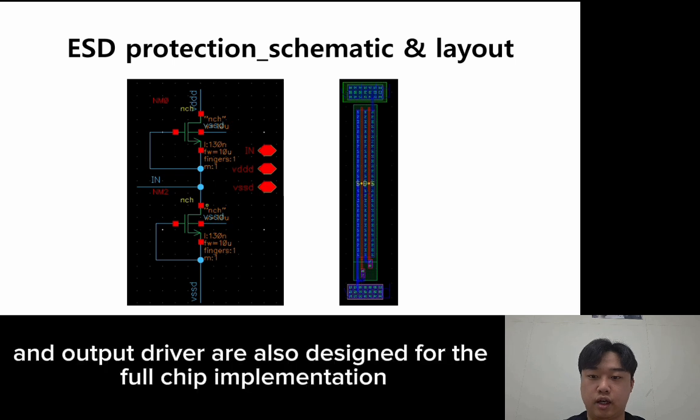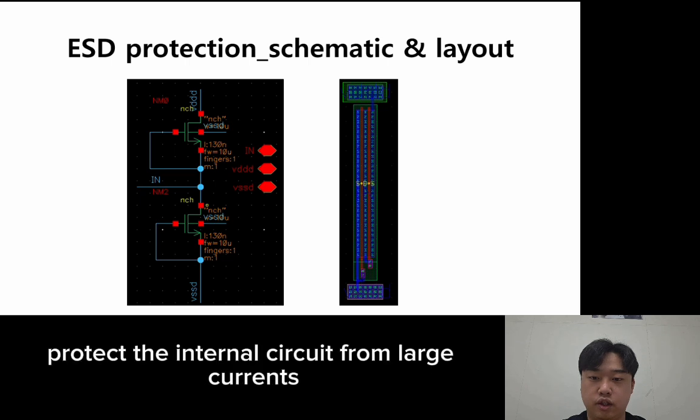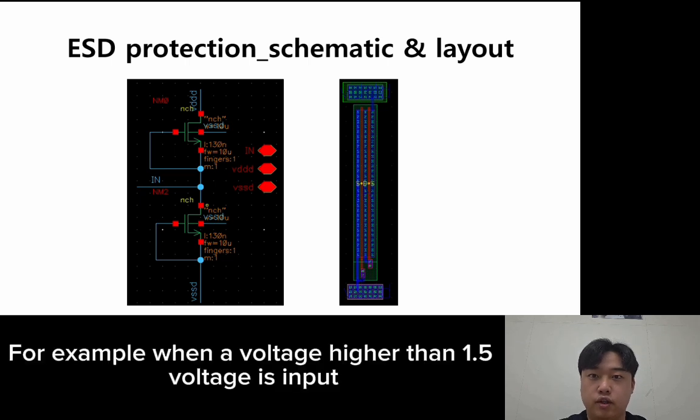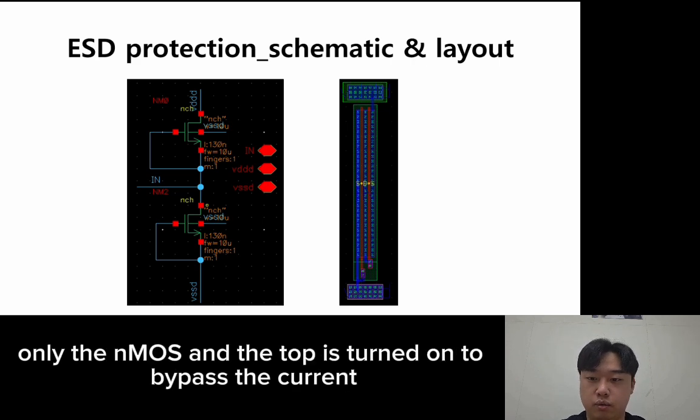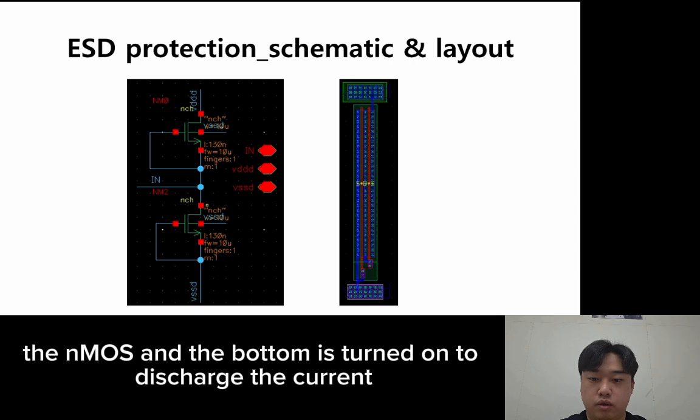The ESD and output driver are also designed for the full chip implementation. The ESD circuit is designed to protect the internal circuit from large currents. For example, when a voltage higher than 1.5 voltage is input, only the NMOS at the top is turned on to bypass the current, and when a negative voltage below 0 voltage is input, the NMOS at the bottom is turned on to discharge the current.